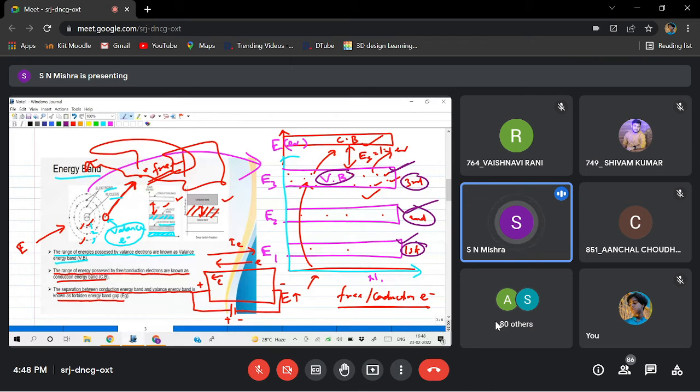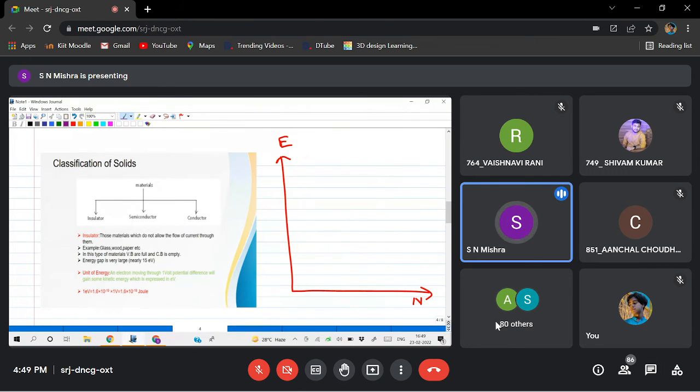You can see here in this third diagram, only two things I have drawn: one is the valence band, one is the conduction band. That does not mean that the other lower bands are not there. They are present, but our effective representation will be only the valence band and conduction band. You can skip the lower bands because they are not participating in the jumping of electrons from one orbit to another. So this is my valence band.